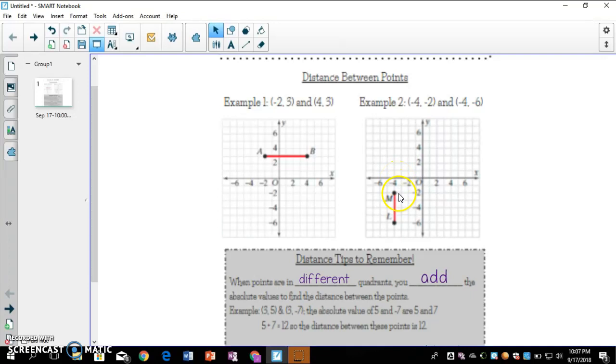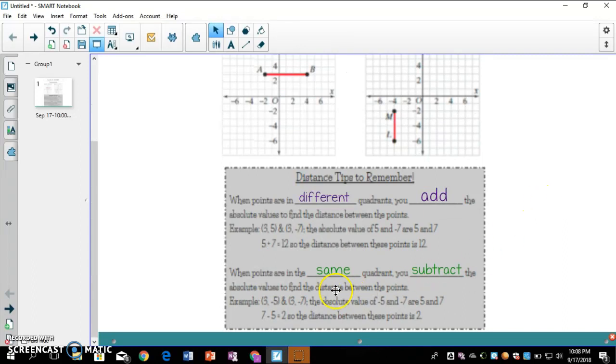This point is 2 away from the x-axis. This one's 6 away from the x-axis. And so I just find the difference between those two to see what I have left to find the line segment. Let me talk through this example real quick. Here's an example of 2 points in the same quadrant, positive, negative. They're both going to be in quadrant 4. If I take the absolute value of -5, -7, because remember I care about what's different, which would be 5 and 7, I subtract those, so 7 minus 5 equals 2, so the distance between these points is 2.